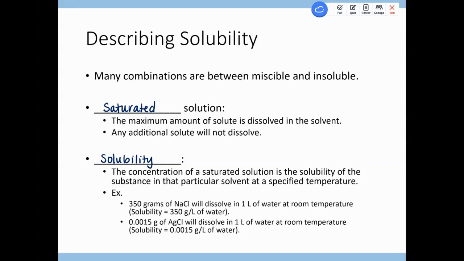For silver chloride, its solubility is 0.0015 grams per liter of water, also at room temperature. So this is a much lower solubility. Silver chloride can dissolve in water, but only a little bit. Sodium chloride can dissolve a much larger amount and form a much more concentrated solution.